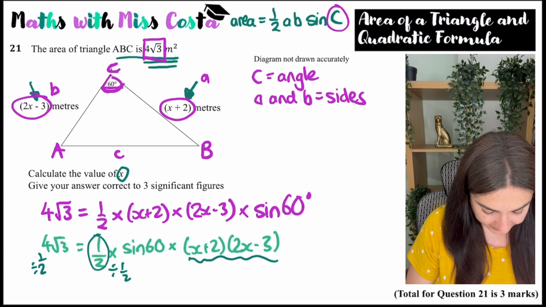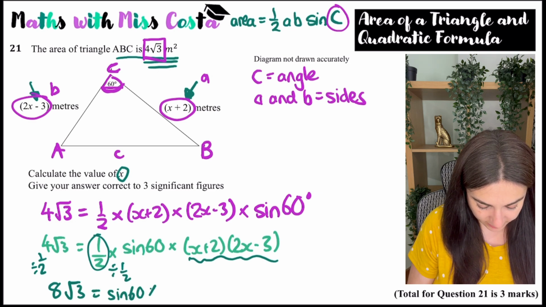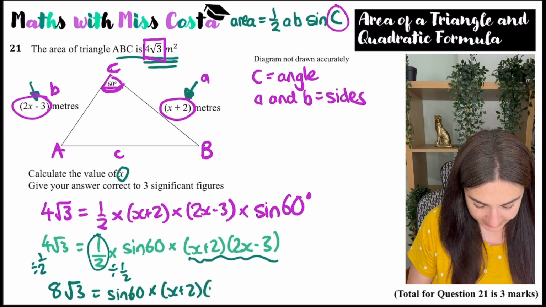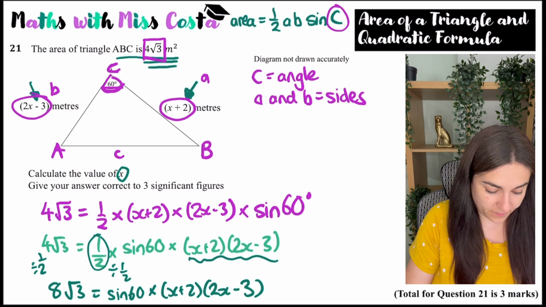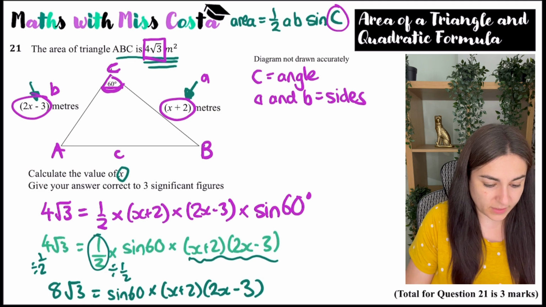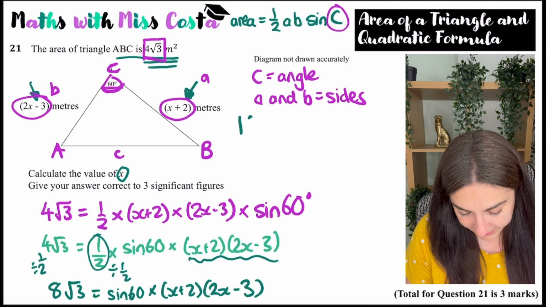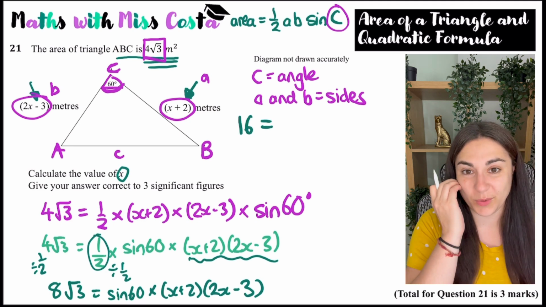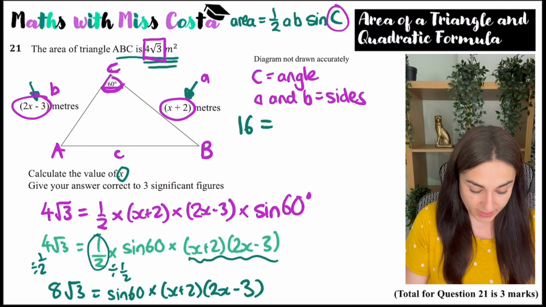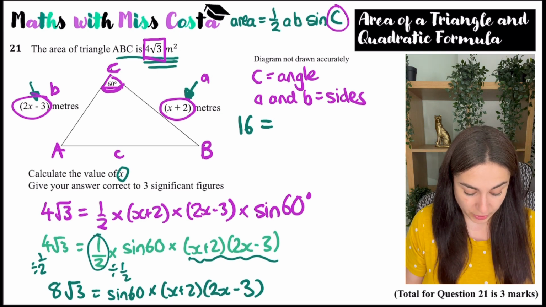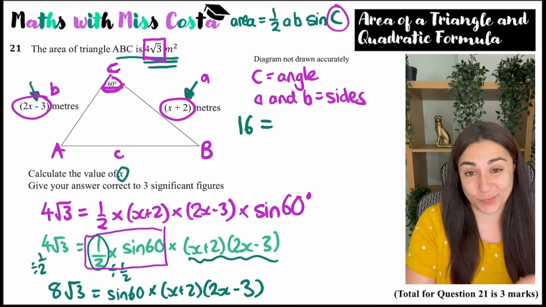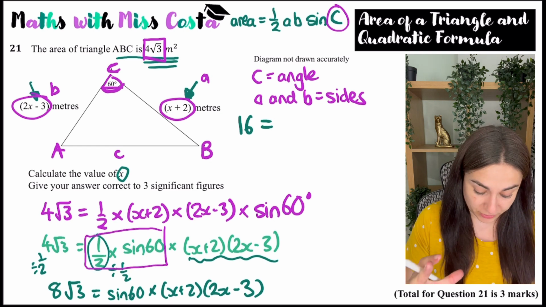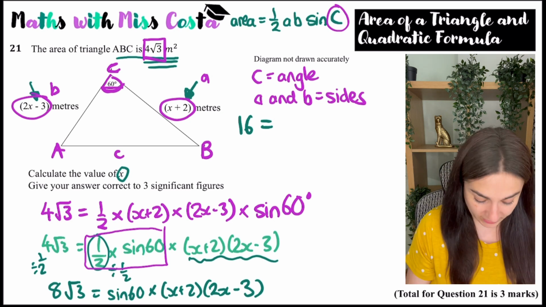And you'd see that that becomes 8 root 3. So 8 root 3 equals sine 60 times by this. And then I'm just going to have to divide 8 root 3 by sine 60, which is 16. So essentially what you've done is, first of all, you have just substituted into the formula, and then you're trying to look for all of the values that are numerical and just move them to the other side of the equation. So you're just left with the algebra on one side and numbers on the other.